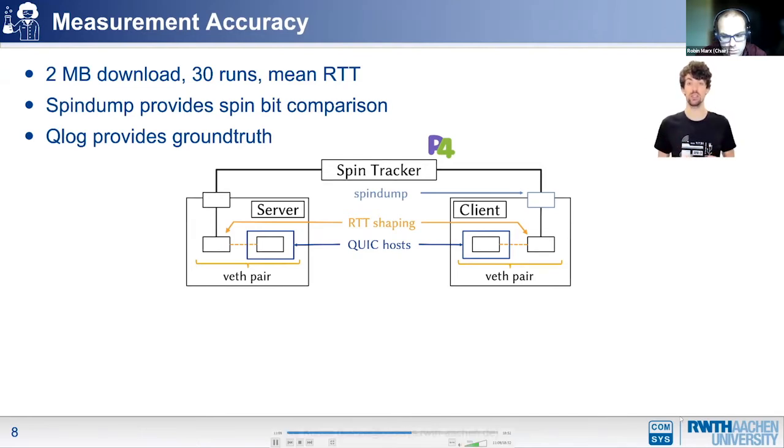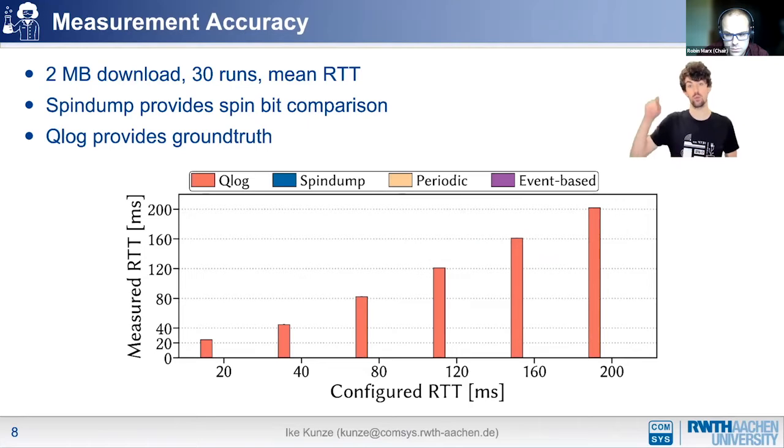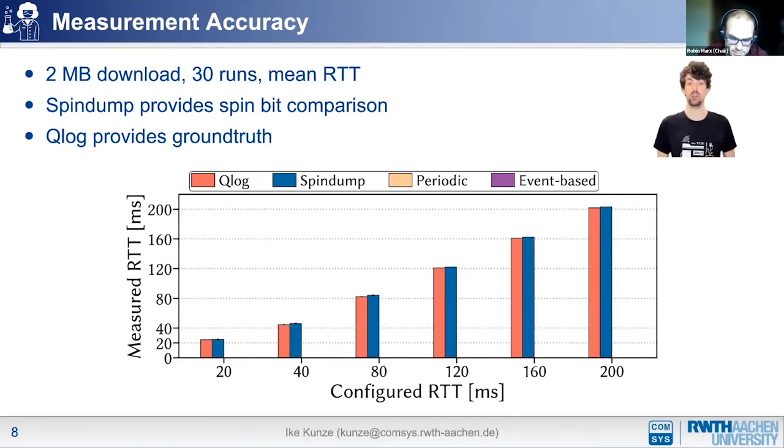We include RTT numbers provided by QLog, which gives us end-host estimates, as well as the SpinDump measurements. In the plot, you can see the measured round-trip time on the y-axis and the configured round-trip time on the x-axis. The RTT estimates provided by QLog are close to what we've configured on the link. The same holds for the SpinDump measurements, which shows that spin bit measurements in general work, although the measurements fluctuate a bit more.